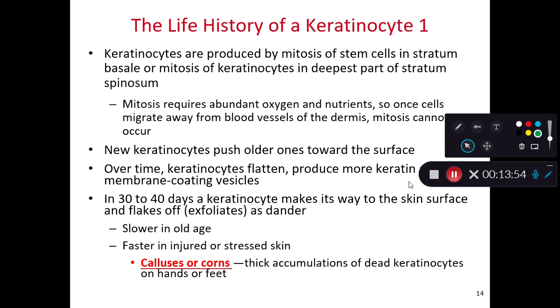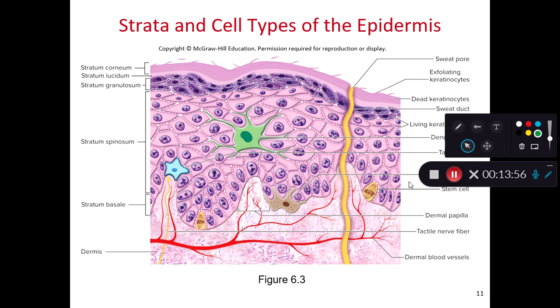So I just want to back up here and reiterate, we have the stratum basale as the one layer of cells. We have the stratum spinosum as multiple layers of cells. The stratum granulosum is going to have dark purple granules in it. The stratum lucidum is going to have a lighter coloration, and then we have the stratum corneum, which is going to have the fully keratinized dead skin cells on the surface.